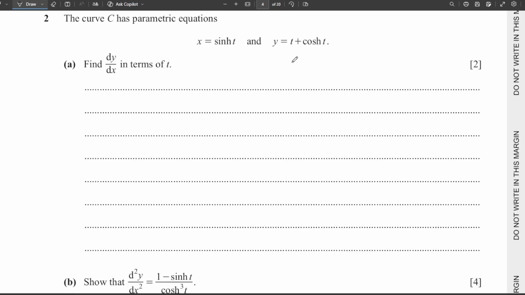x is the hyperbolic sine of t, y is t plus hyperbolic cosine of t, and we have to find the derivative dy/dx in terms of t. So I think basically we have x and y in terms of t, so we can find dy/dx in terms of dy/dt and dt/dx, or divide by dx/dt. Rigorously, it's a division. So we take the derivative of x with respect to t.